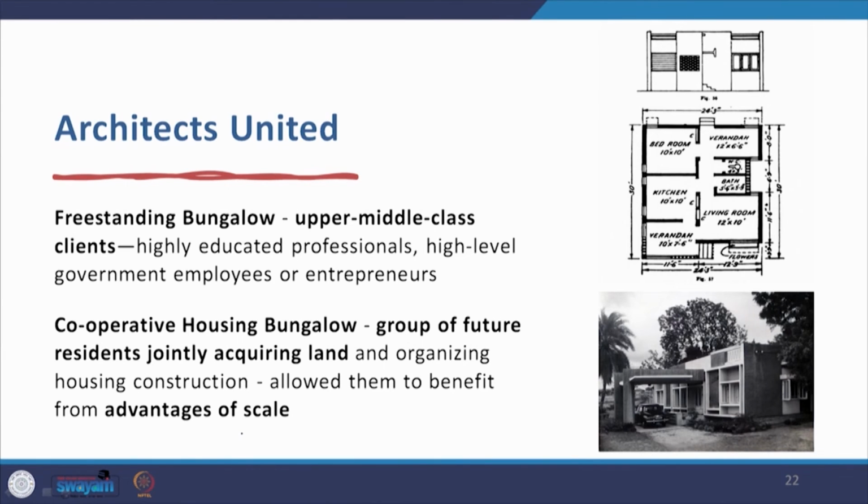So they understood that one person will not be able to do it. Let's make a cooperative, let's pool our money together, since one person cannot buy such a big land, let us buy the land together. So this very interesting concept in India, the housing society, came up during this time.